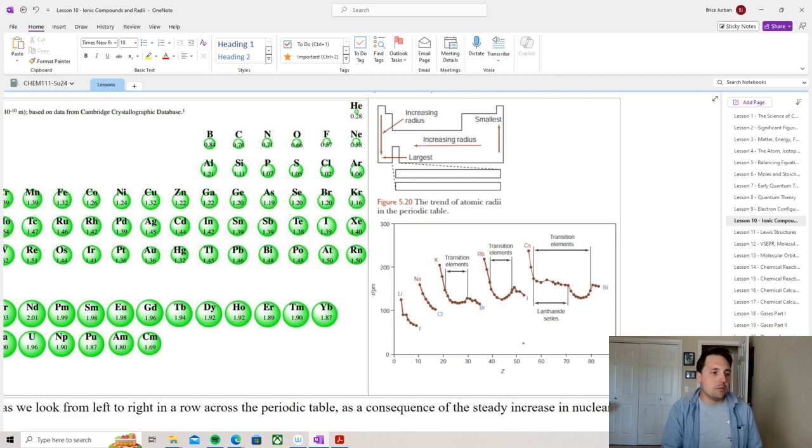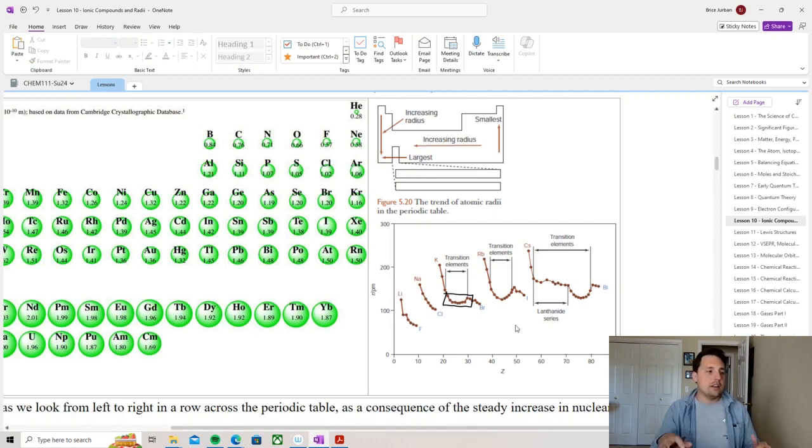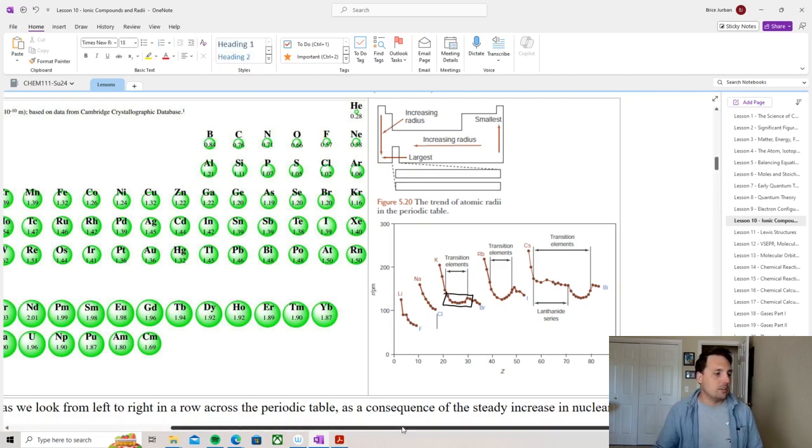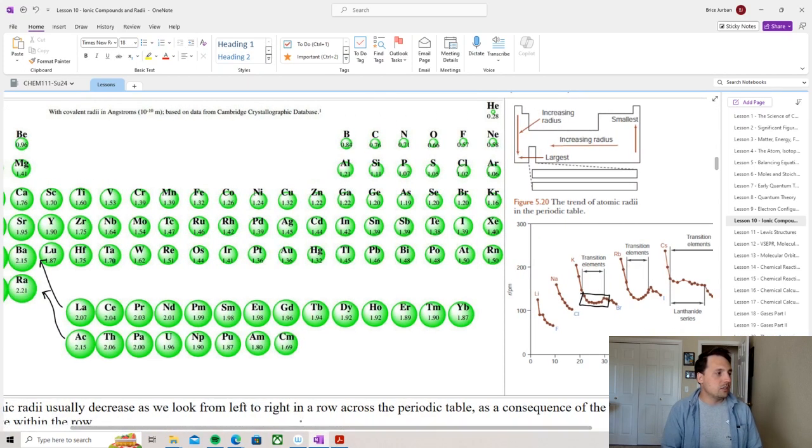But there are some regions where we have these kind of flat lines. These are our transition elements. And in these regions, the trend isn't as obvious.